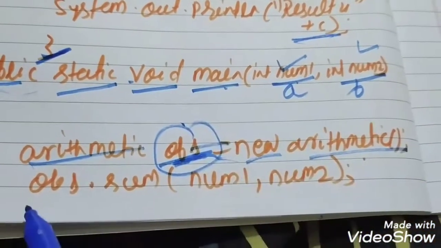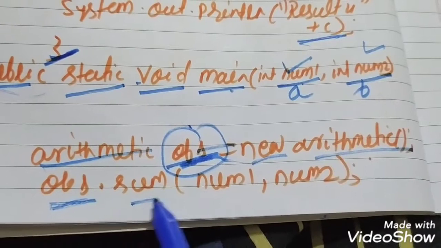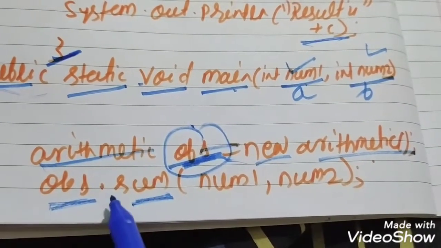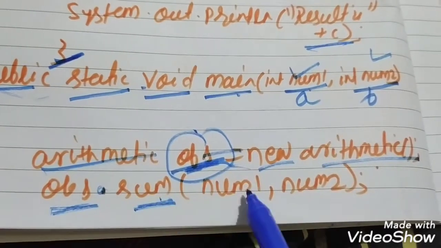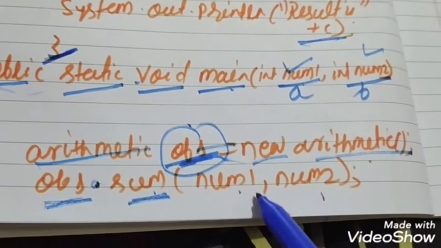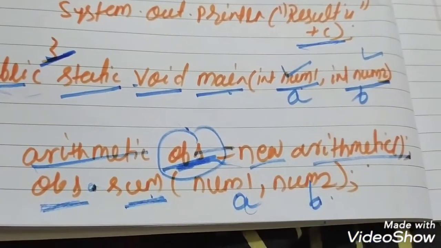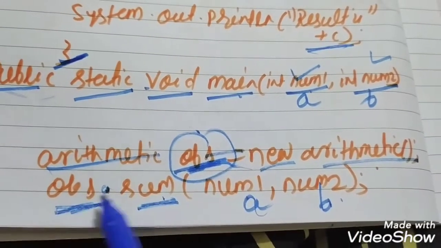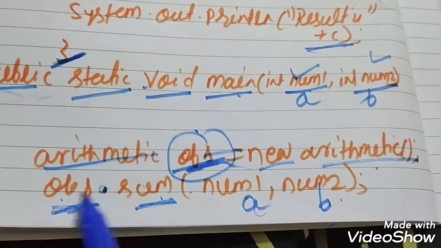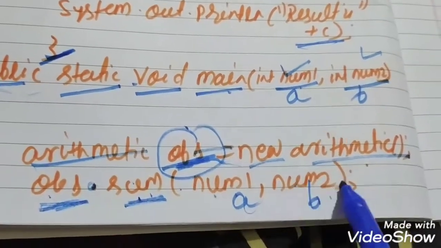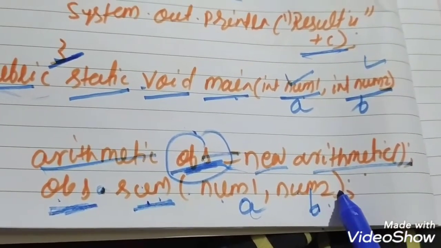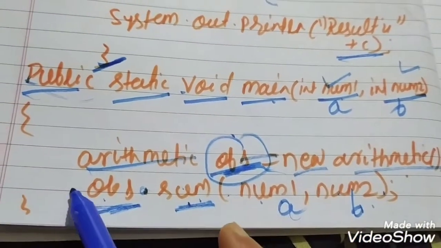Now through the object the method is invoked. So how to invoke or how to call? Object dot sum num1 and num2. This num1 and num2 replace the a and b. So here, object dot sum. Object dot function or method name, with the data passed to the method.